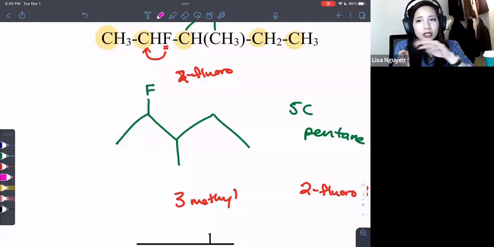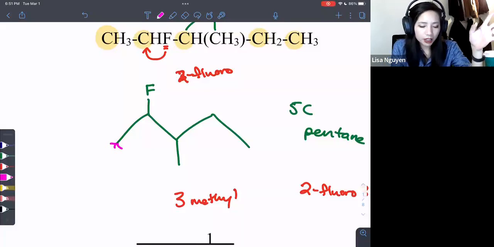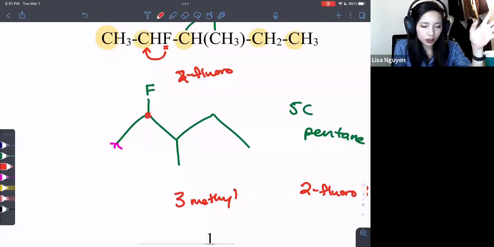So I just go through each carbon individually and think, okay, how many hydrogens are on it? Because this leftmost carbon has 3 hydrogens on it. So you can just forget that one because it can't have 4 unique groups on it because it already has 3 hydrogens on it. So any carbon with 3 or 2 hydrogens can never be chiral.